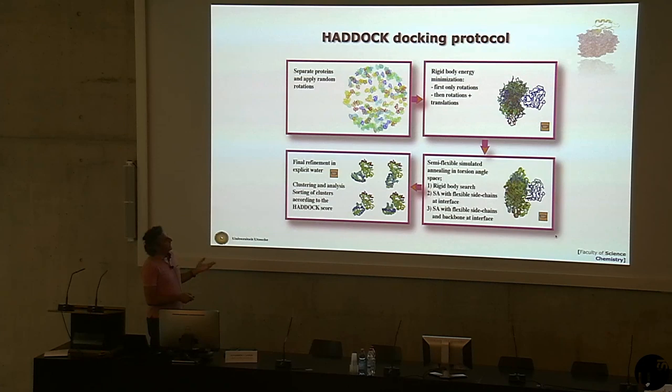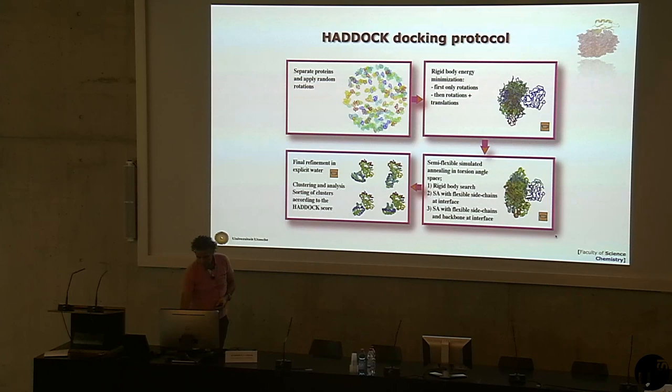So at the end, we refine in solvent and then we do a clustering, and we're going to assess the clusters to do our scoring. So the scoring is not based on individual models, the scoring is based on the clusters. And we calculate the average score on the best 4 models of each cluster. We don't use the cluster size in our scoring function, but we take the top 4 models of each.